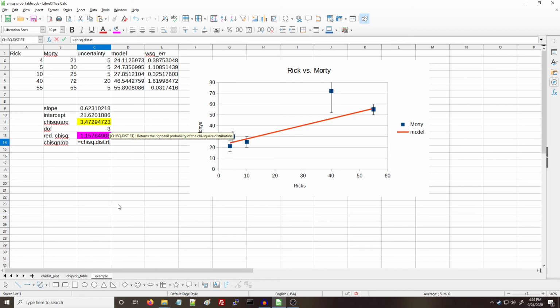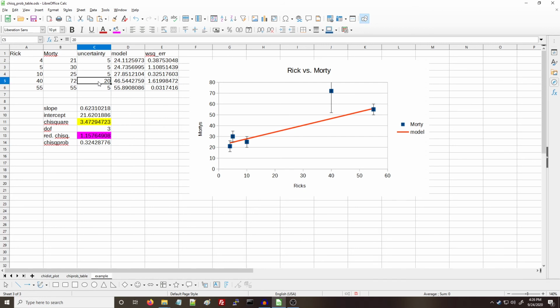It takes as its first argument the chi-square value, not the reduced chi-square, mind you, and the second argument is the number of degrees of freedom. What this tells us is that there's a 32% probability that if we redid this experiment many times, we would get a larger reduced chi-square than the one we got with our data. So we have no reason to reject that this model governs our data set.